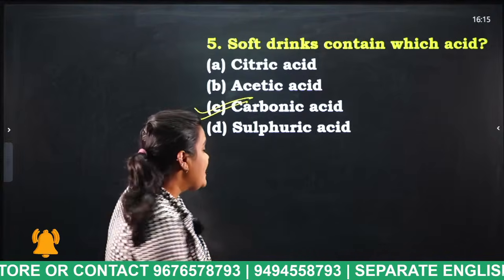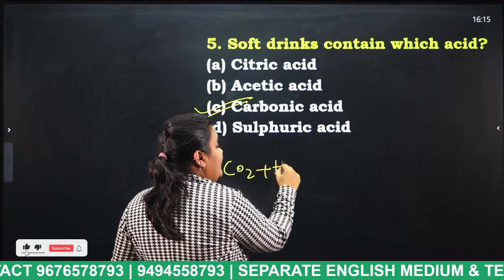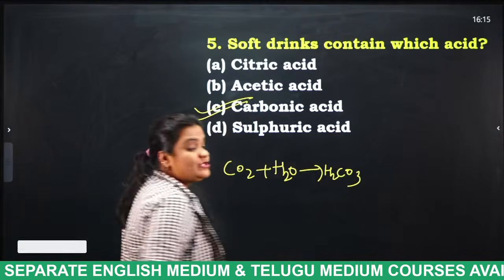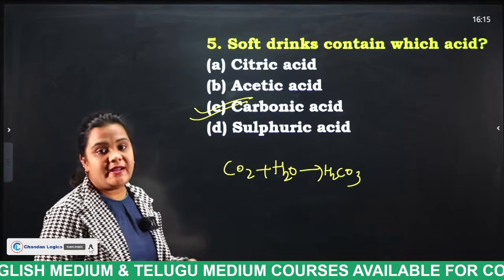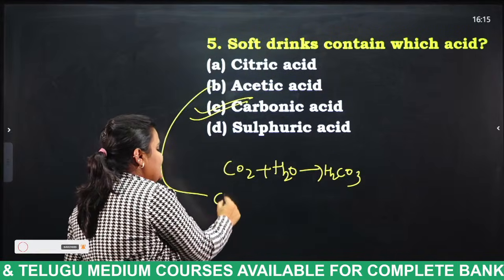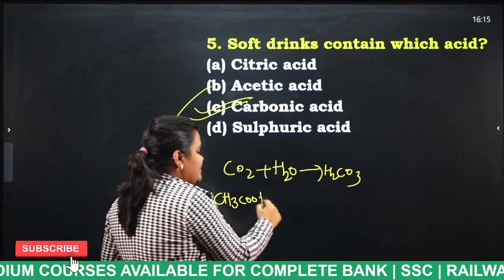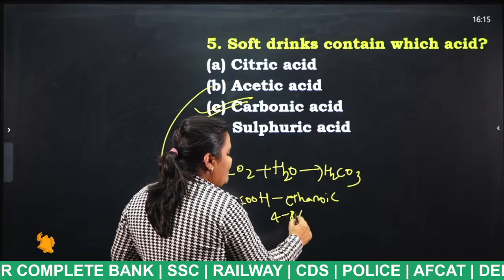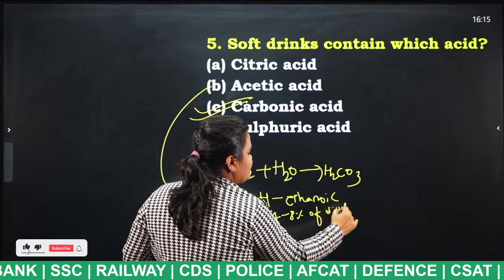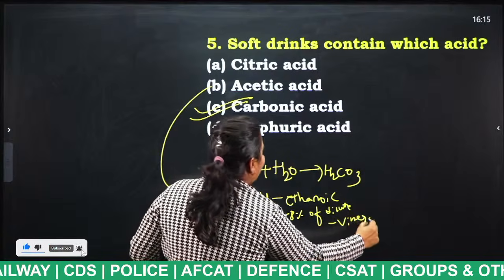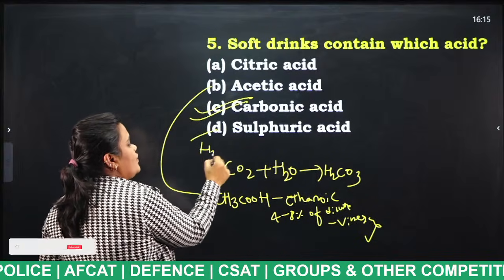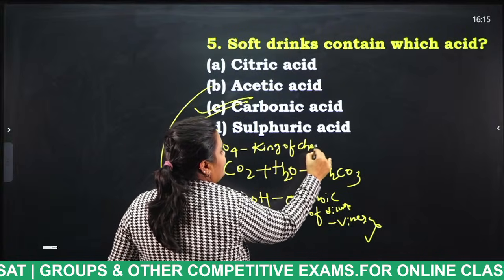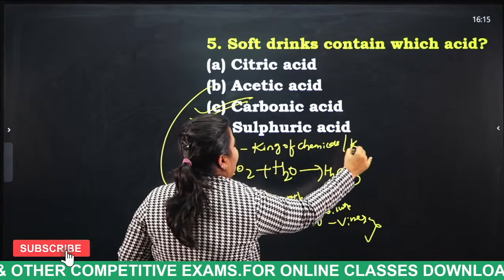Actually, what is happening there? Carbon dioxide is getting dissolved into the water, so in turn it is giving carbonic acid. So the acid which is present in the soft drink is nothing but what, students? Carbonic acid. And what is acetic acid? What is the formula? CH3COOH. It is also known as ethanoic acid. And 4 to 8% dilute acetic acid gives us what, students? Vinegar. And finally, sulfuric acid, H2SO4. It is considered the king of chemicals or king of acids.